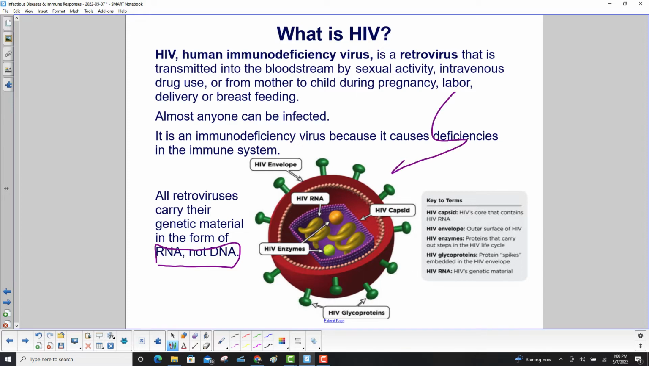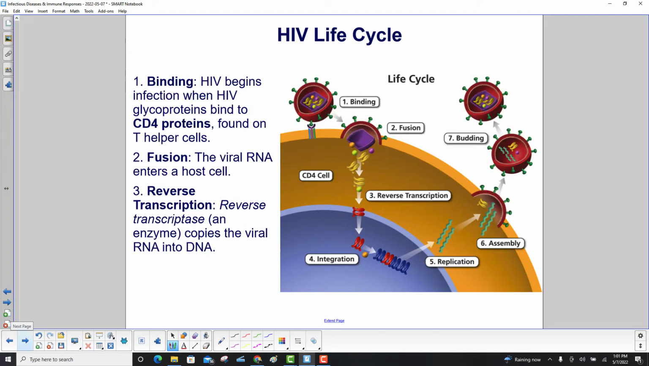So here's a picture of one of these HIV cells, and you can pause that for a second and check out the terms. HIV begins the infection when the HIV glycoproteins bind to CD4 proteins found on T helper cells. Fusion. The viral RNA enters a host cell. 3. Reverse transcription. A special enzyme, reverse transcriptase, copies the viral RNA into DNA.